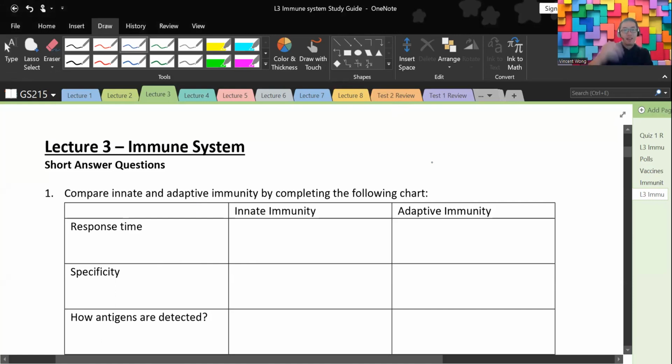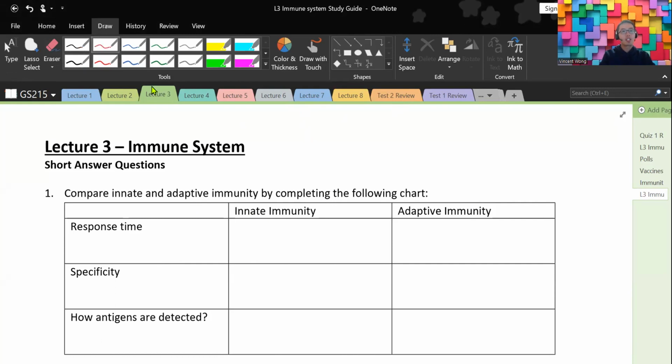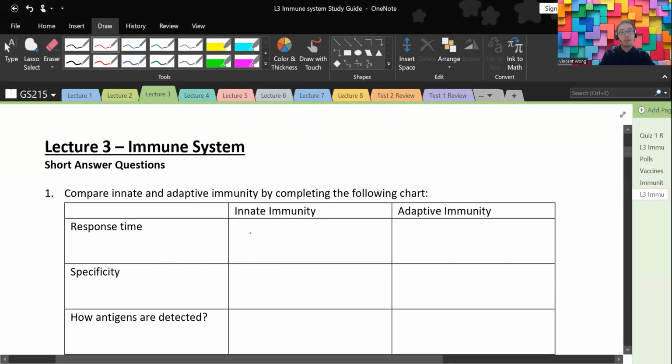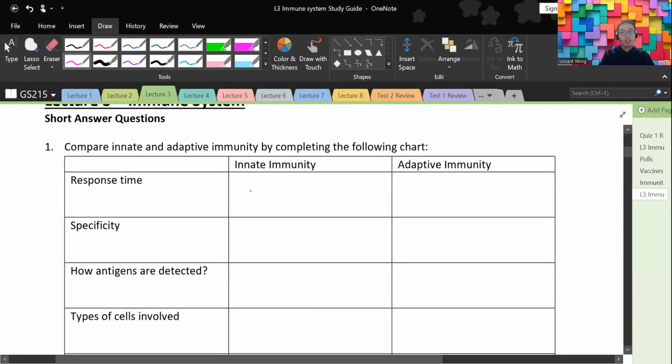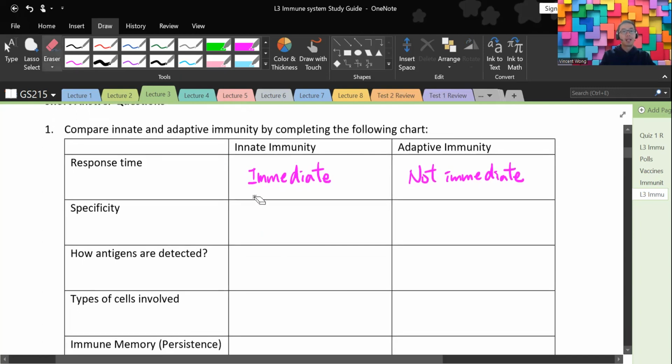So immunity, right? We have the innate immunity and the adaptive immunity, right? Okay, so let's talk about the response time. Okay, so for innate immunity, I already told you it is going to be immediate, right? Whereas adaptive immunity is going to have a delay. Okay, there is a wait period. Okay, so not immediate. It's basically the same information, but in a table format.